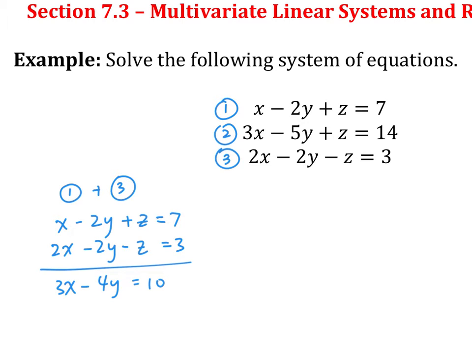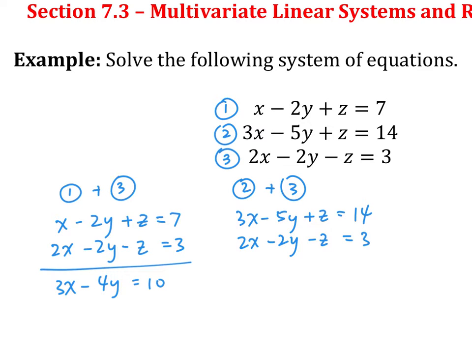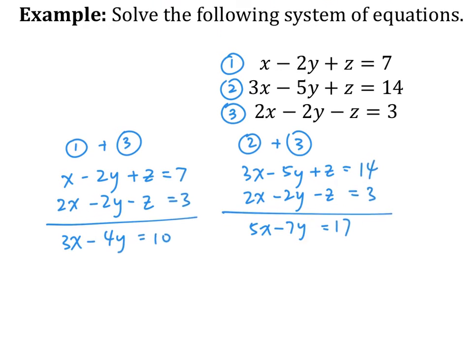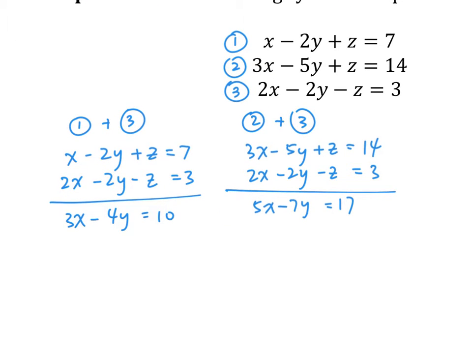And then I'm going to pick 2 and 3. So 3x minus 5y plus z equals 14. 2x minus 2y minus z equals 3. Add them together, 5x minus 7y equals 17. All right, so I've reduced three equations, three variables down to two equations, two variables. And you might say, where are the two equations? Well, the two that I just reduced to.